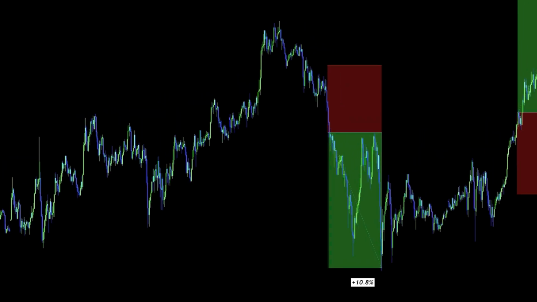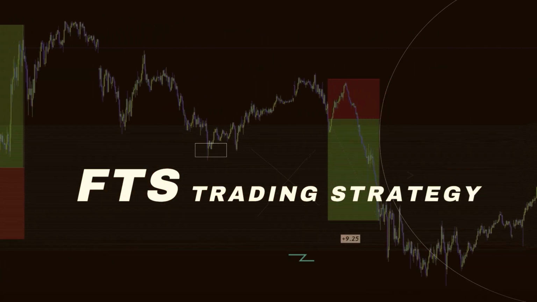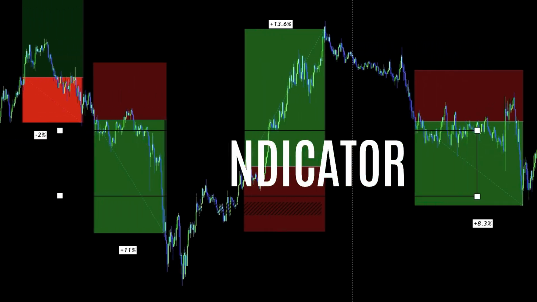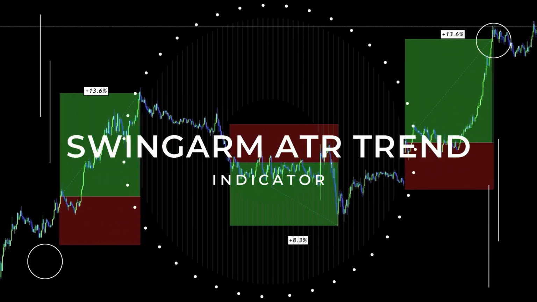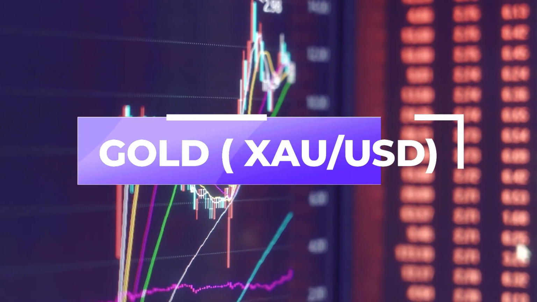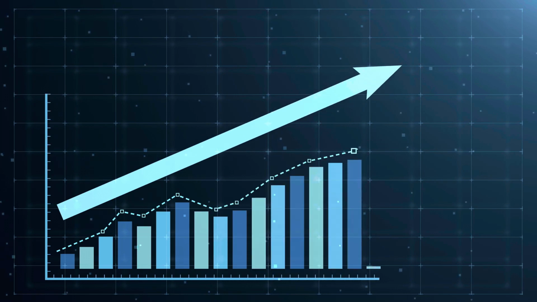This isn't some wild trick. This is all thanks to what I call the FTS trading strategy. And get this, it uses a totally free indicator on TradingView, the swing arm ATR trend indicator. Seriously, I trade with this myself, especially on gold charts, and it's been ridiculously profitable. Wanna see how we can use it too?